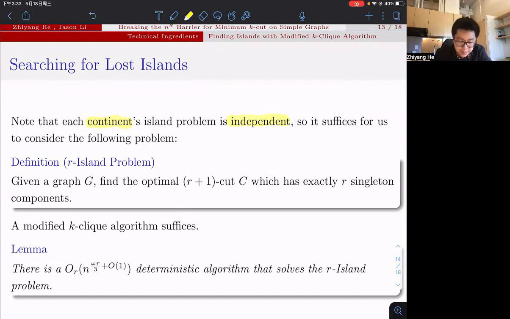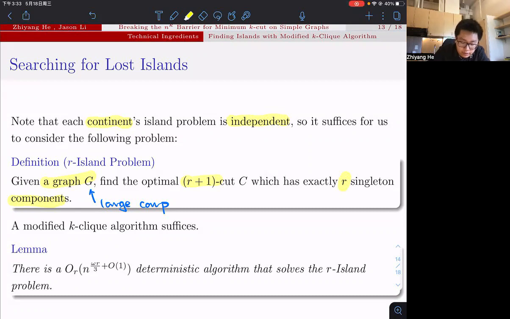We call it the R island problem. So given a graph G, think of this as a large component, we need to find the optimal R plus 1 cut C, which has exactly R singleton components, right? So we're basically taking a large component, which we guess has a total of R islands, and we're just going to locate those R islands by running such a cut algorithm or studying such a cut problem.